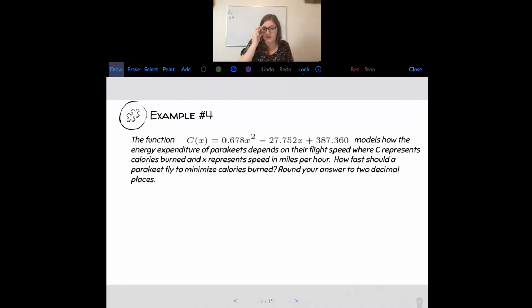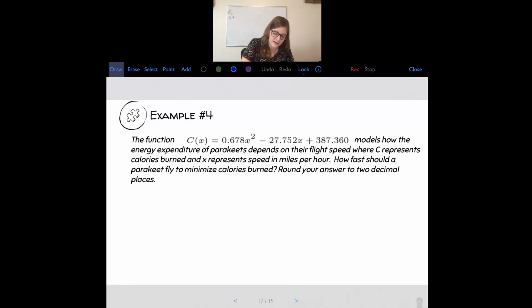Example 4 is an application problem. So the function c of x is equal to 0.78678x squared minus 27.752x plus 387.360 models how the energy expenditure of parakeets depends on their flight speed, where c represents calories burned and x represents speed in miles per hour. How fast should a parakeet fly to minimize calories burned? Round your answer to 2 decimal places.